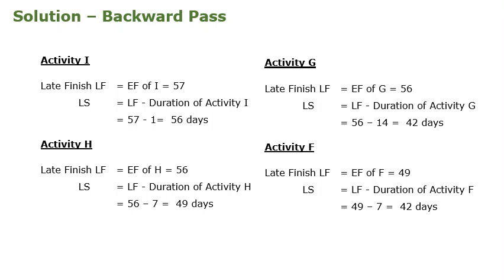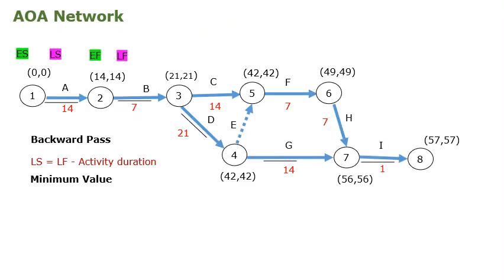So these are all the step-by-step calculations given for the backward pass. Similarly, from the backward pass, we can calculate all the late start values. From node 8 to 1, we want to proceed backwards. For example, at node 8, the final duration is 57.